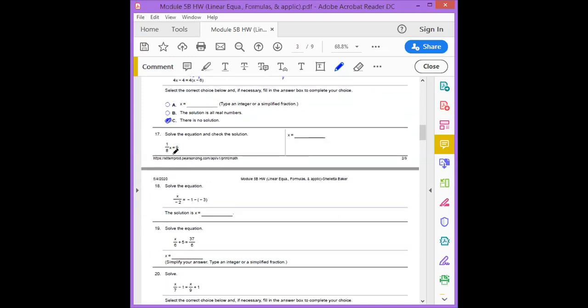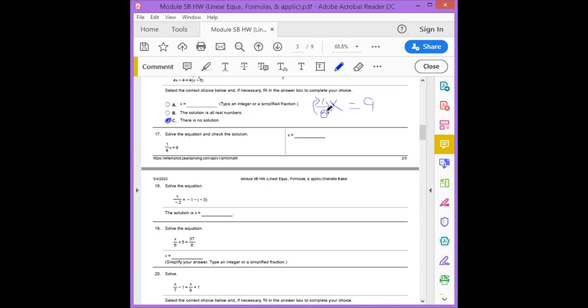Look at 17. 1/8 x. So 1 over 8 times x equals 9. Now I have this 1/8 times x. The opposite would be for me to divide by 1/8. But when you divide by a fraction, that's the same thing as multiplying by its reciprocal. So that's really what you're going to do. When you have a fraction in front of the letter, you're going to take the reciprocal.